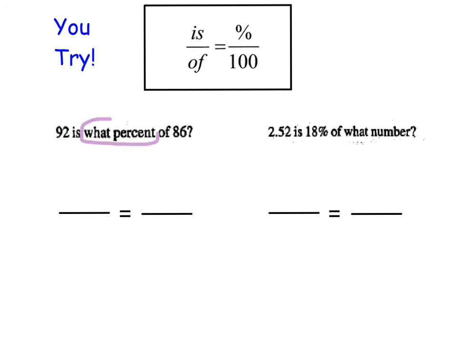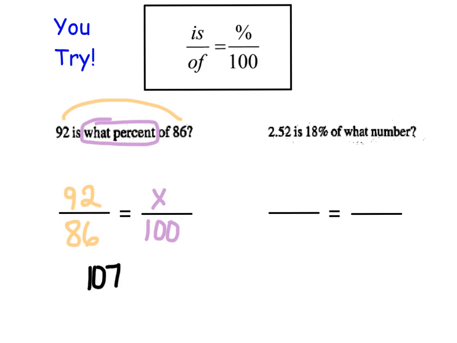So first of all, looking for our percent. We don't know what the percent is on this one, so we're going to put x over 100. Our fraction, 92 over 86. Once we do the calculation, this is going to give us a rounded answer of 107%. All right, let's check the next one.